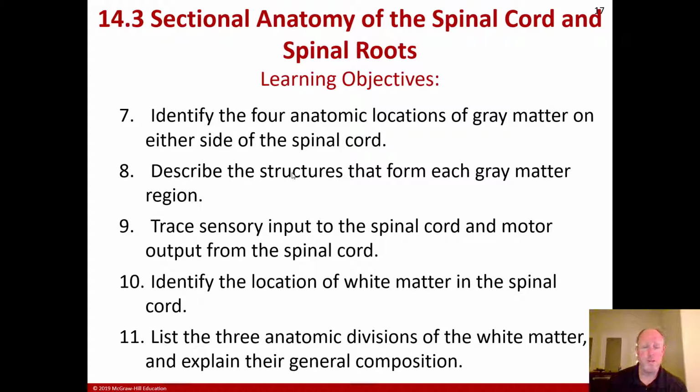of the spinal cord, describe the structures that form each gray matter region, trace the sensory input in the spinal cord and motor output from the spinal cord, identify the location of white matter in the spinal cord, and list the 3 anatomic divisions of the white matter and explain their general composition.